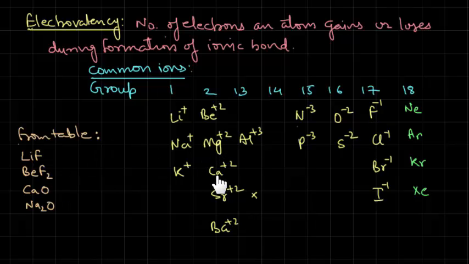Calcium and oxygen. Calcium is +2, oxygen is -2. So they will react to form CaO. Sodium and oxygen. Sodium is +1, oxygen is -2. So it will become Na2O. So this gives you a certain idea of how these elements will react among themselves to form ionic bonds. So what will be the ratio of the number of atoms of these to this.